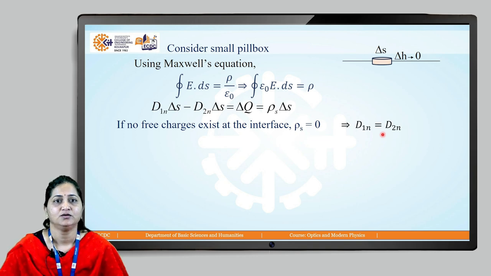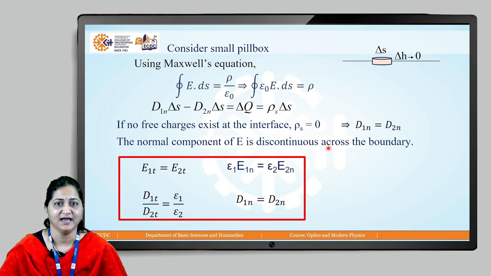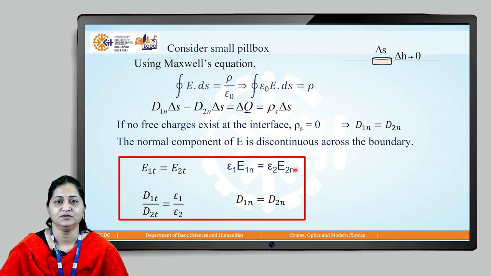That means the normal component of the displacement field is continuous. Using the same equation, we can derive our next boundary condition, since we know that D is equal to epsilon E. So for the normal component of the electric field, we can write the equation as epsilon 1 E1n is equal to epsilon 2 E2n.